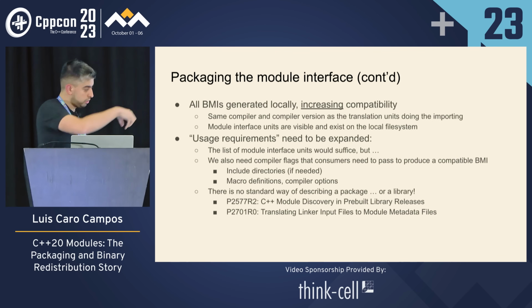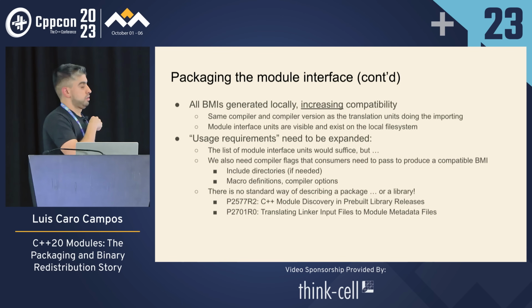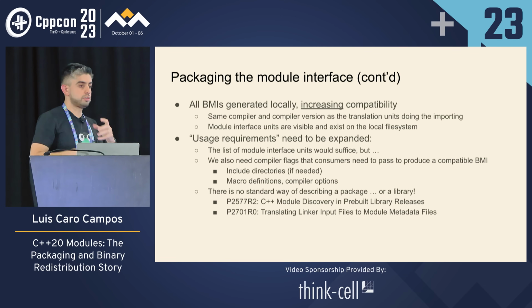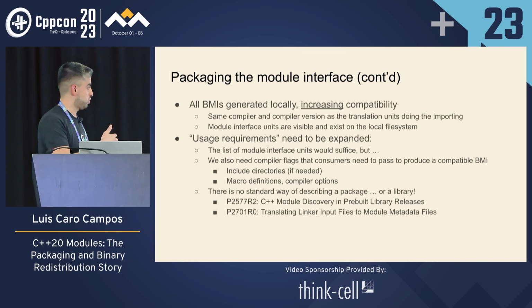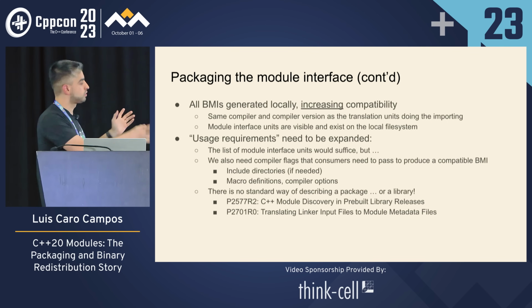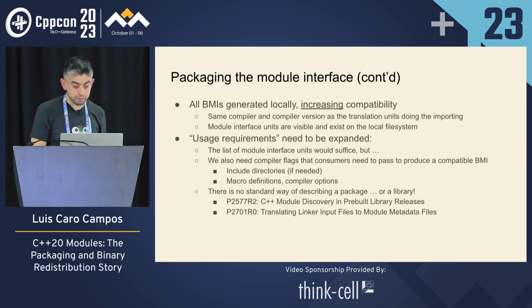So that creates a whole new category of information that we need to add to something like a CMake exported target. We don't even have standard ways of describing a package or a library at all. So this just increases the complexity on something that doesn't really exist yet. There are a couple of papers on the topic of how we can do this in the future, and I would imagine that the ongoing efforts to actually get something standardized will take this into consideration as well. So it's another layer of complexity on top of an already challenging landscape, I'm afraid.